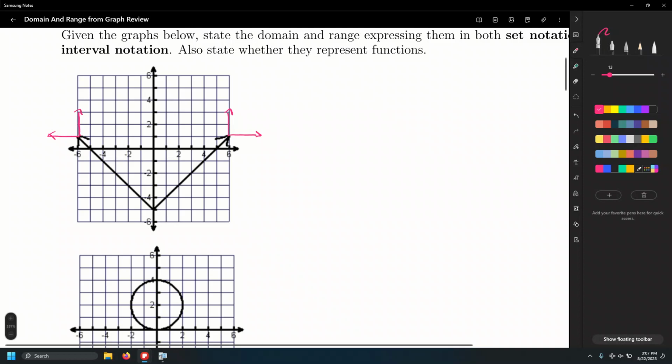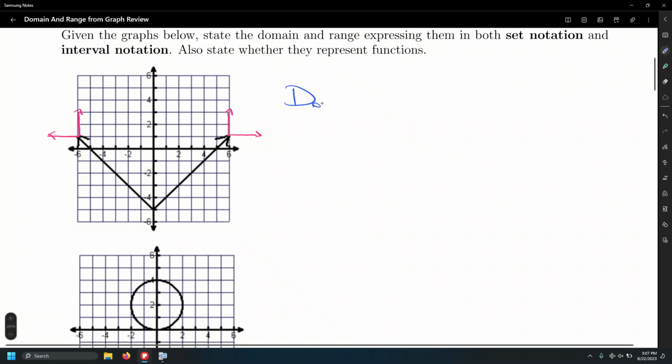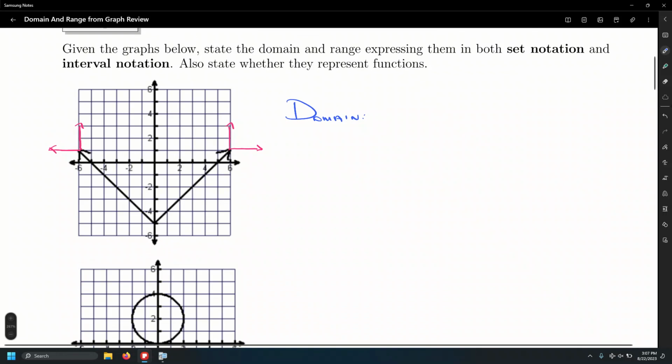All right, now how are we going to determine the domain for this function? Well, check this out. Domain. So the domain, I'm going to write it in interval notation first of all, and then I'm going to go to set notation. I know the instructions say otherwise. Let me do interval notation. Okay. So here is the thing.